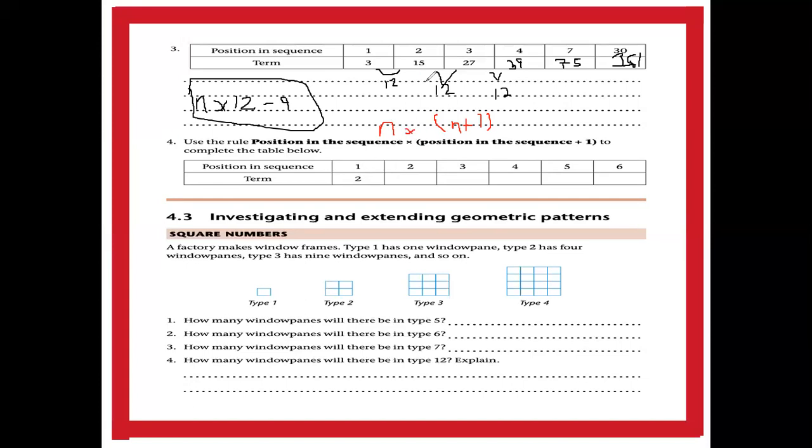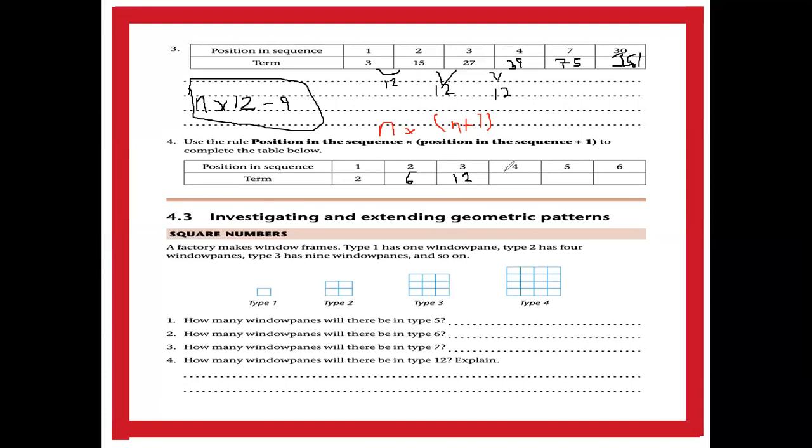So for the first one, we have 1 times 1 plus 1, which is 2. So 1 times 2. Then if we substitute a 2 in there for n, we have 2 times 2 plus 1, which is 3. So we're going to get a 6. Then if we substitute a 3, we're going to have 3 times 3 plus 1, which is 4. 3 times 4, 12.